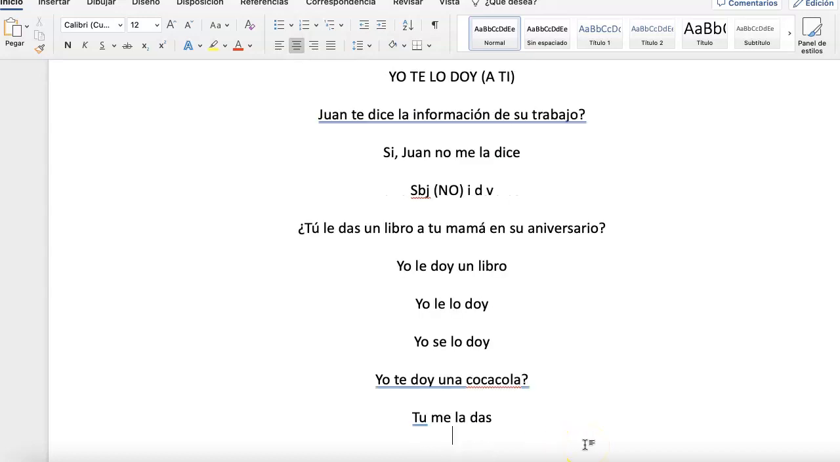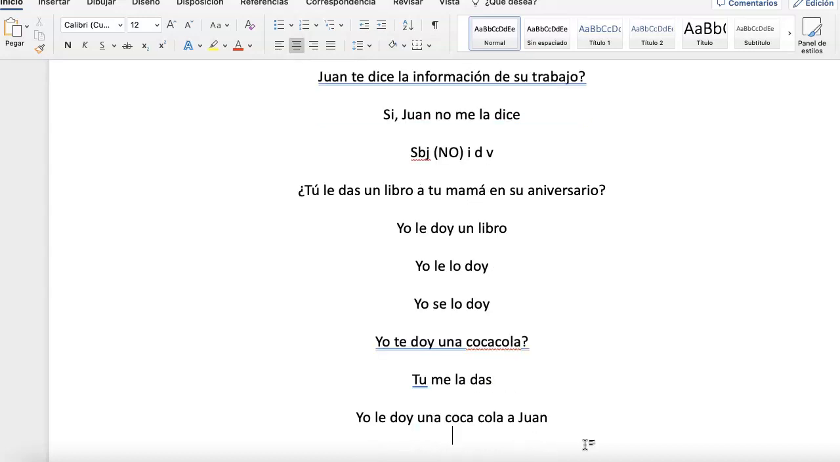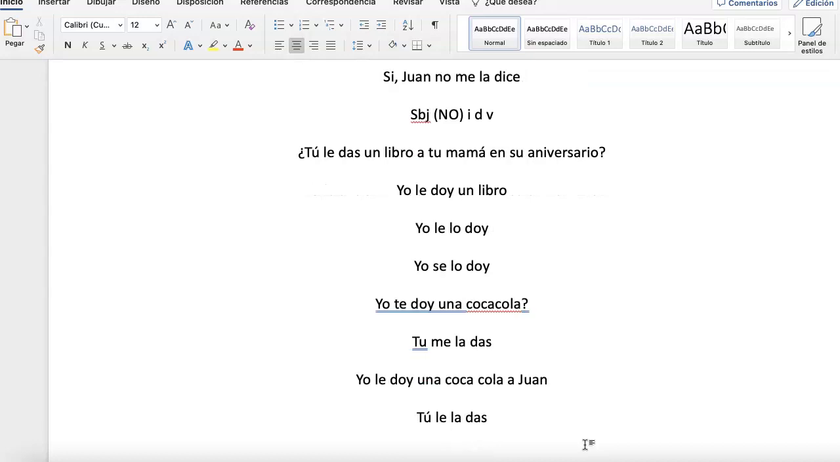That's it. But if you have something like yo le doy una Coca-Cola a Juan, in this case it's gonna be tú, right? From yo. Tú le Coca-Cola la das. Now, since you have two L's here, the two pronouns start with L, you need to change this to se. And that's it. That's everything you need to know about this.